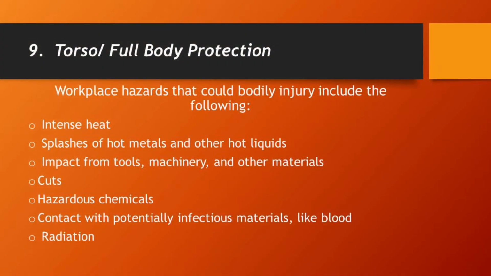Number 9. Torso or full body protection. A device that is used to protect us from bodily harm or injury. Workplace hazards that could cause bodily injury include the following: intense heat, splashes of hot metals and other hot liquids, impact from tools, machinery, and other materials, cuts, hazardous chemicals, contact with potentially infectious materials like blood, and radiation.